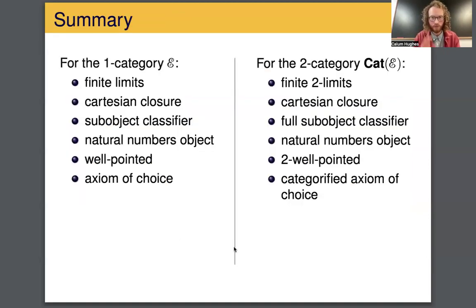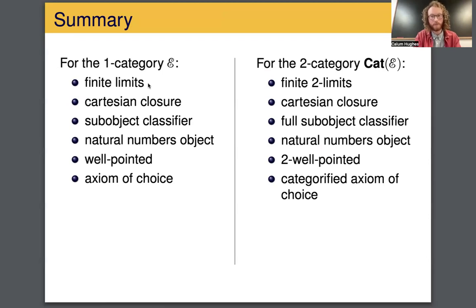Okay, so this is the summary of where we're at so far. On the left-hand side, we've got the definition of the elementary theory of the category of sets. And on the right-hand side, we've got the corresponding 2 categorical properties that cat E satisfies. And a lot of these things are if and only ifs. Sometimes you need to assume some earlier things in the list to make this make sense.